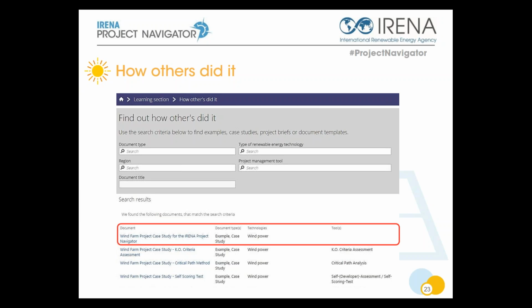We have online also complete projects that have been developed with the Project Navigator, and if you use the how others did it section, you will find how others did it, so that it is easier for you to understand what the purpose of certain tools is, how you use certain tools, and how the final results may look like.